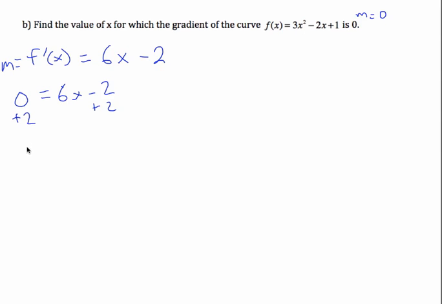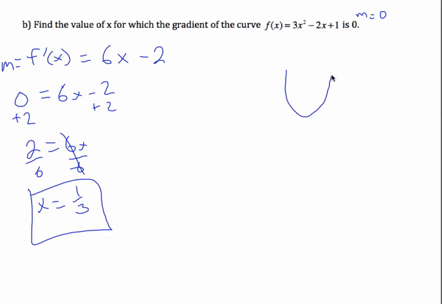Then we'll solve for x. We'll have 2 equals 6x, and then we'll divide by 6. We'll get x equals a third. Okay, so here's your curve. There's your tangent. Actually, I should draw that a little bit more accurately. Your slope is 0, so it's kind of like right at the vertex, right? And we get the x value here is 1/3. Right, so that's what it looks like. We're not asked for the y value here, so we're not going to get it. We're just looking for the x value at which the tangent is 0.